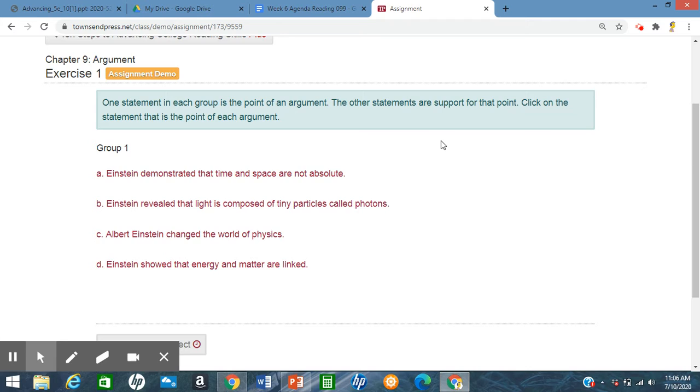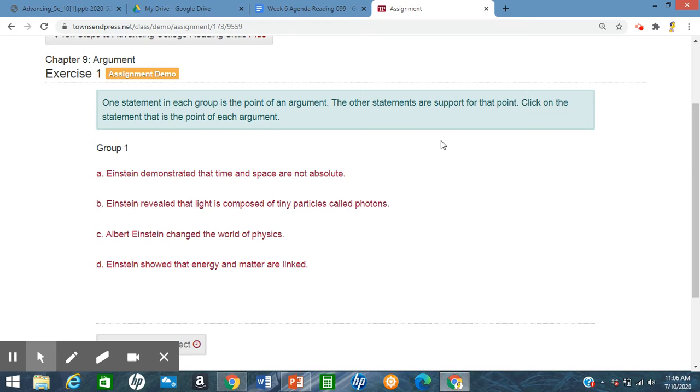Again, remember, going back to main idea and supporting details, the topic is words that are repeated. Could be 1, could be 2 or 3 different words. That's what your subject is. So we know our subject is Albert Einstein.